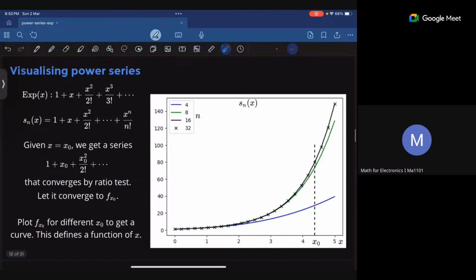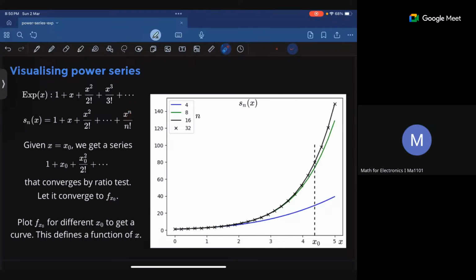And these are some more visualizations on power series. So you take this 1 plus x square by 2 factorial plus x cube by 3 factorial and so on. So that is the power series. And you take the nth partial sum, which is like you add up n terms together, and you take a fixed value for x, let's say x naught, then it will just become 1 plus x naught square by 2 factorial plus and so on, x naught power n by n factorial. Now you can plot this by fixing n.